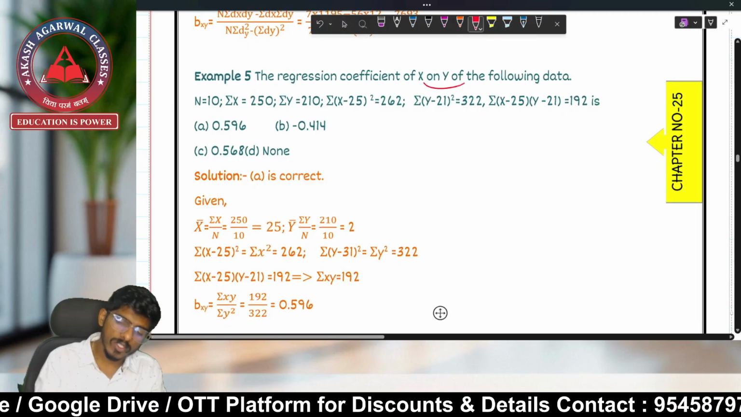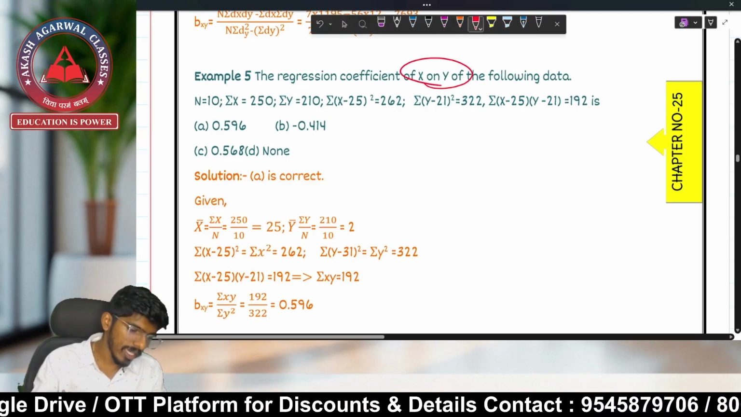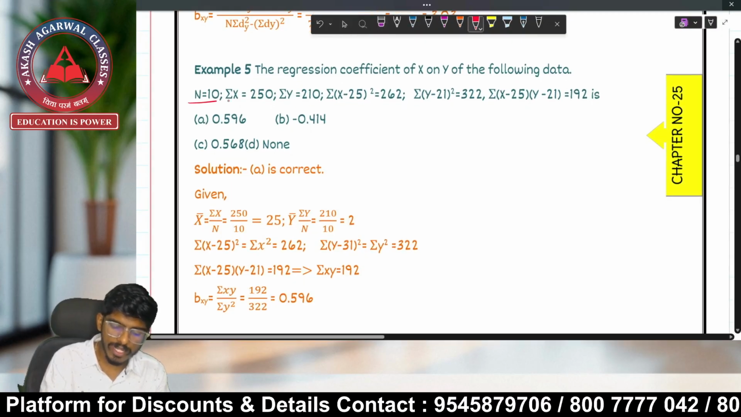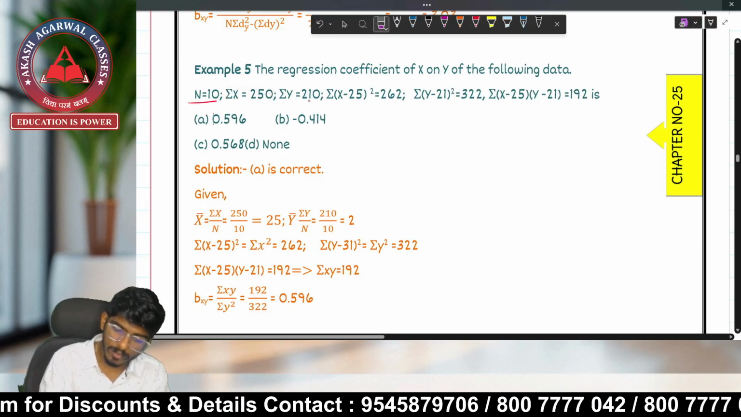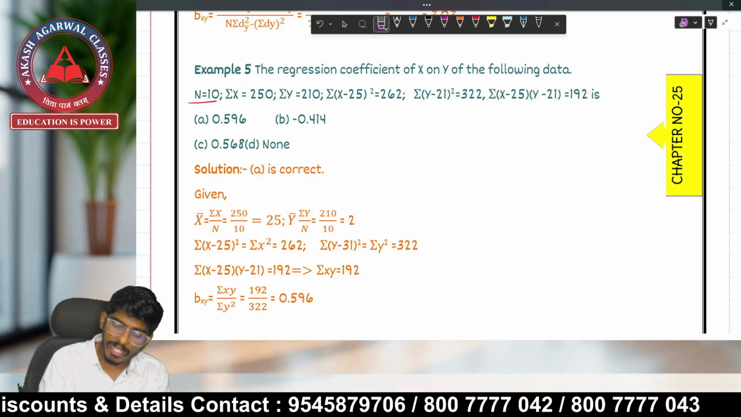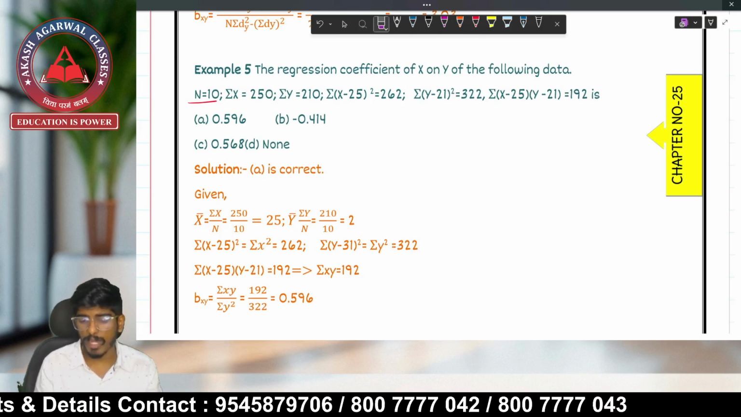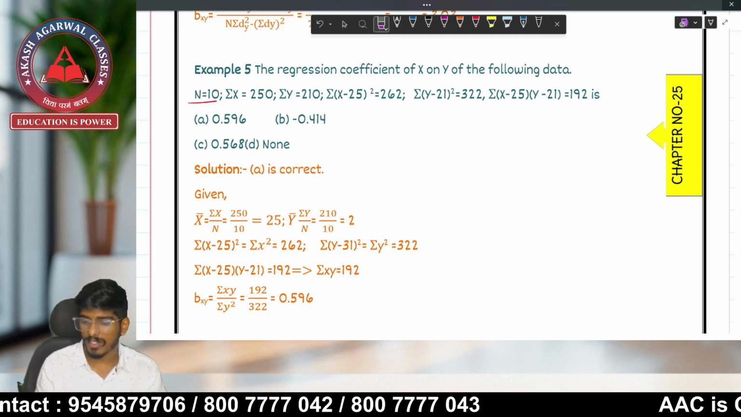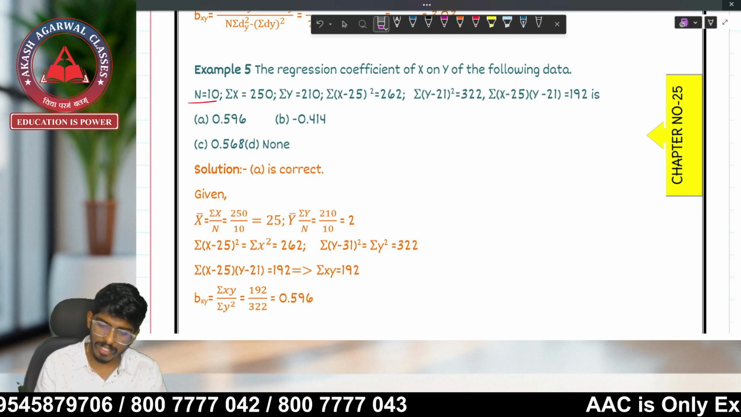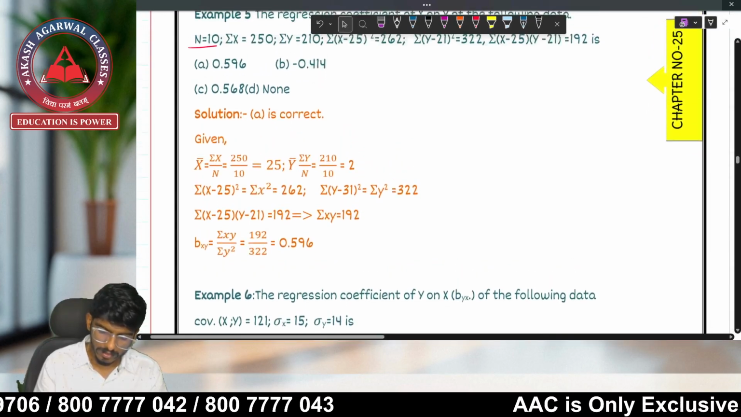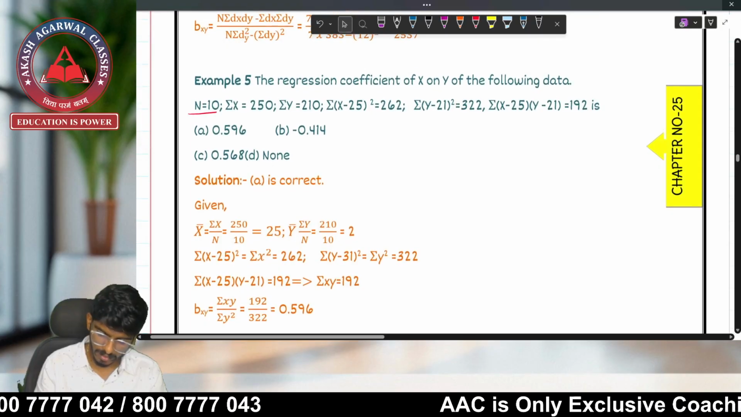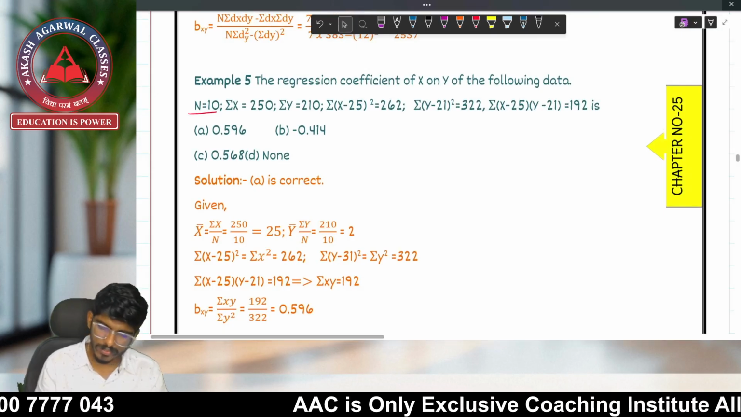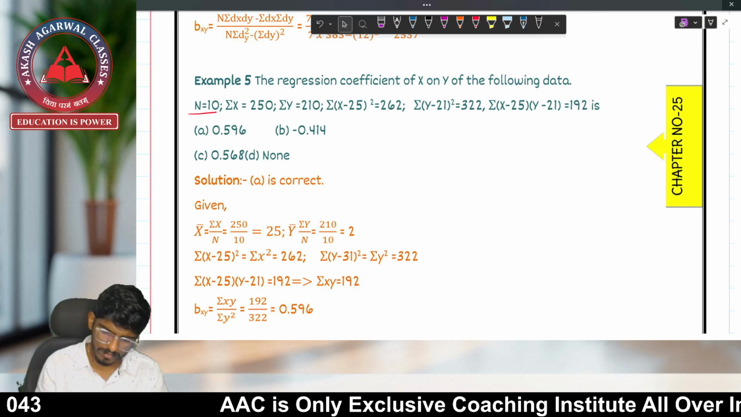The regression coefficient of y on x for the following. So again they are asking for the regression equation. They have given us n's value, x bar's value, summation of x's value, summation of y's value, summation of x minus x bar square, y minus y bar square, and summation of x minus x bar into y minus y bar. They are asking us y on x. So here we can solve it. Again, this is a sort of question we have already solved.